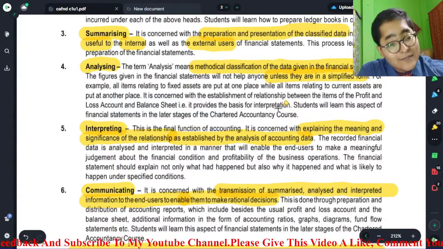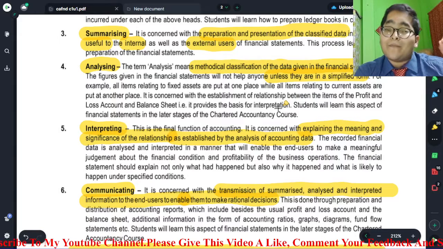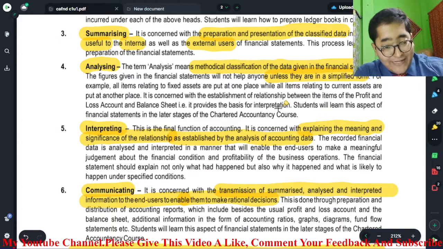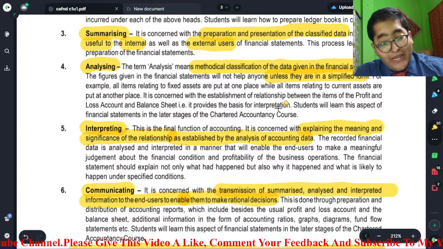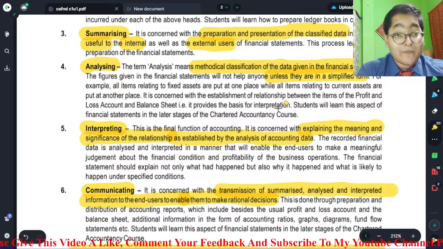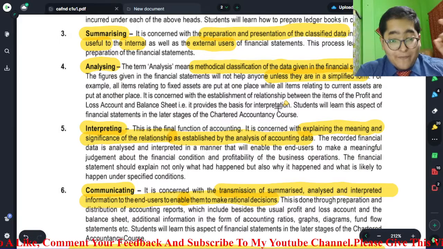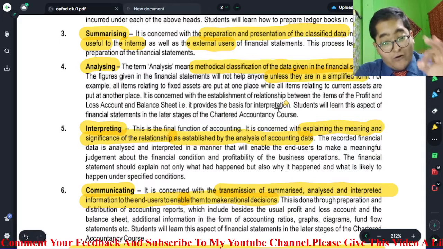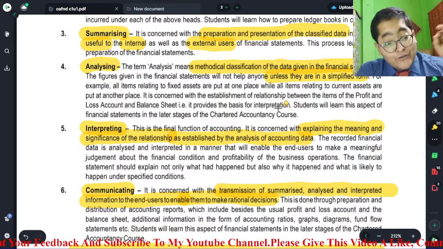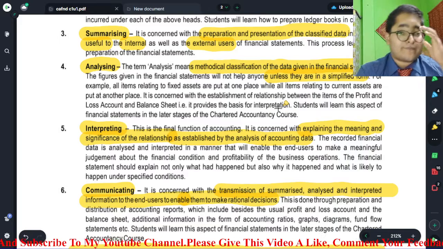Now comes summarizing. Summarizing is the preparation and presentation of classified data useful to internal and external users.